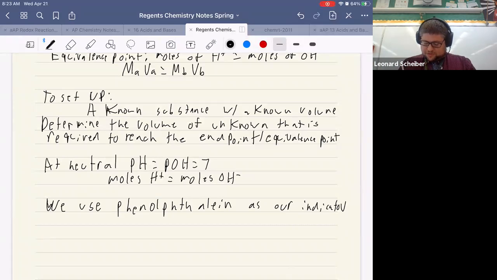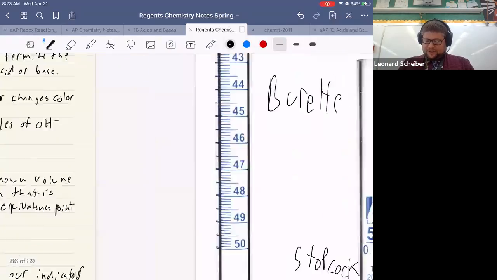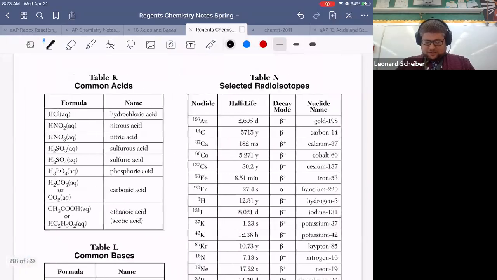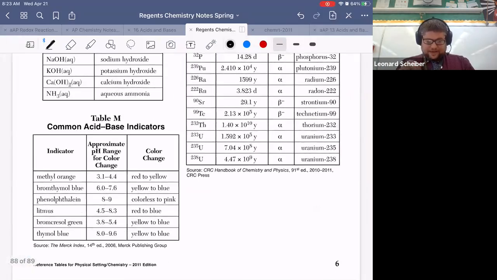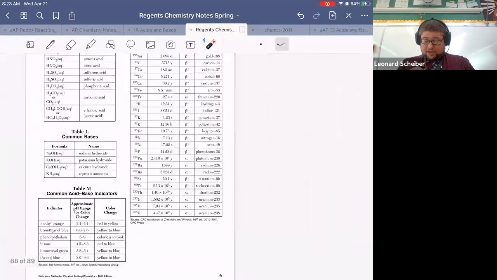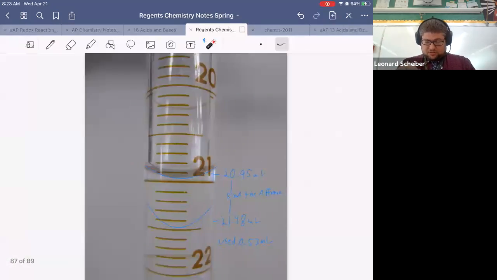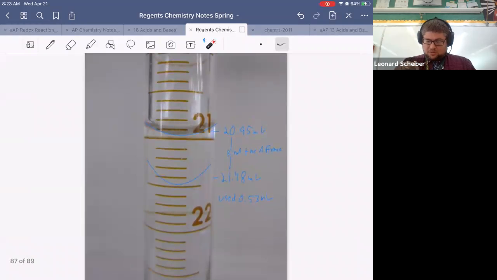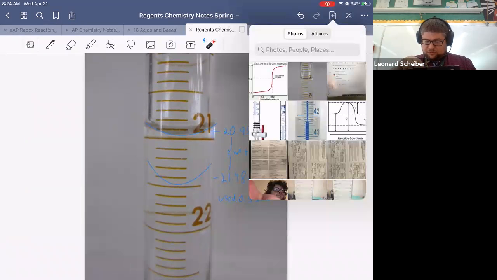Now, hopefully you're looking at the list and you're saying, Mr. Schreiber, phenolphthalein, that changes at 8. Why would we use something that changes at 8 and not something that changes closer to 7, right? And I will show you why in something called a titration curve. See my images somewhere.